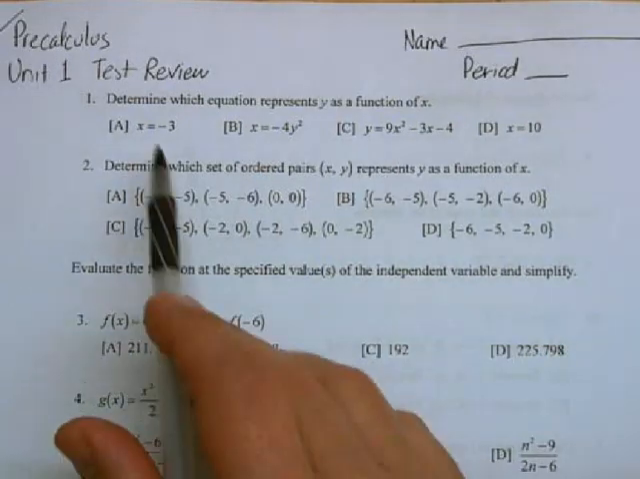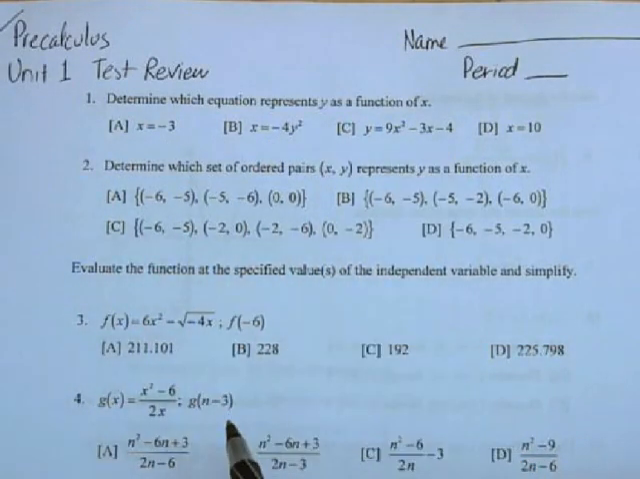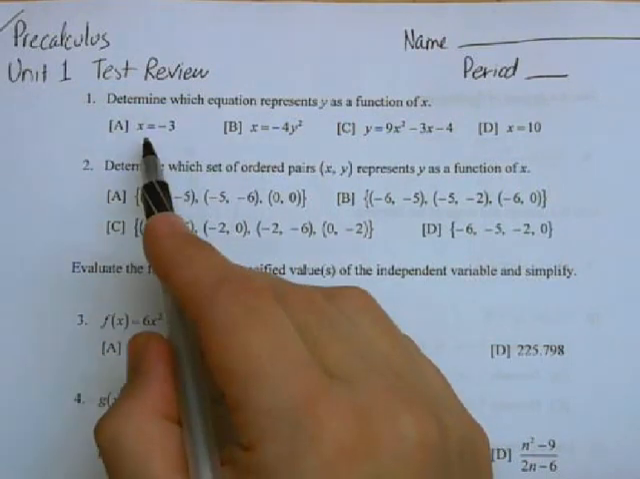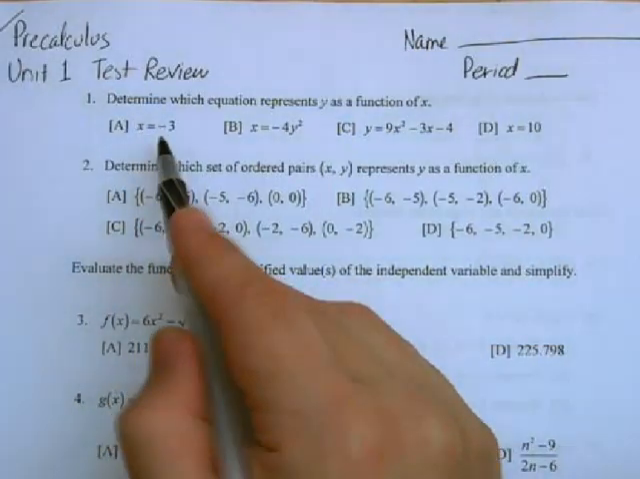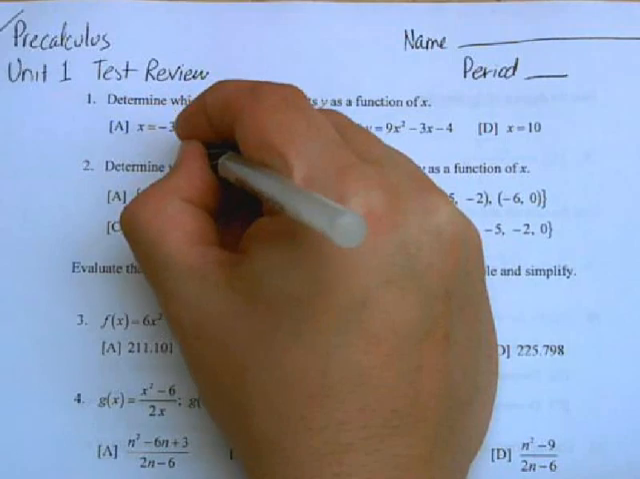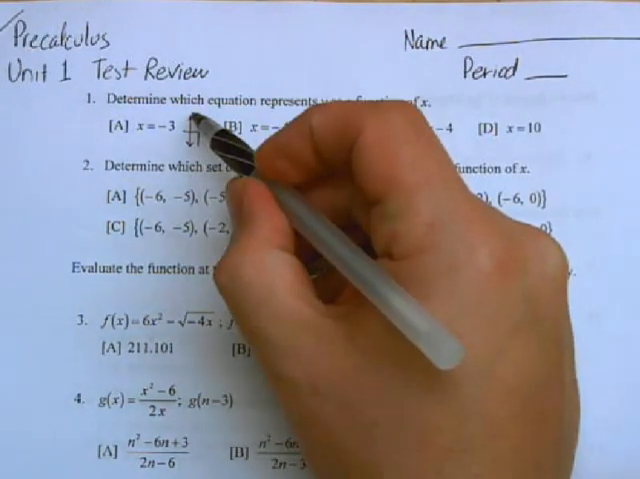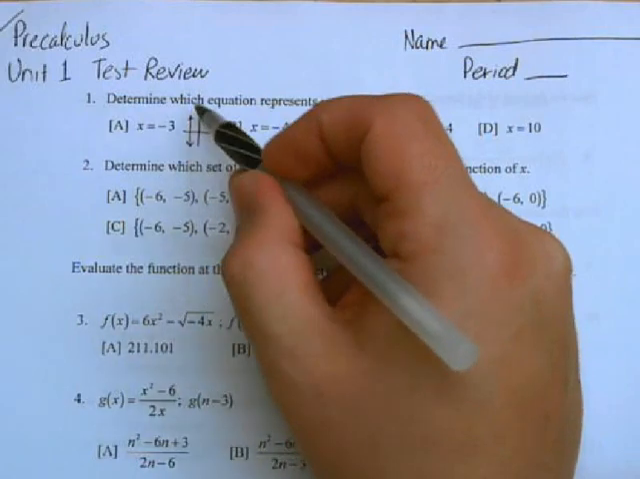So here we're to determine which of these represents y as a function of x. So recall that a function, whenever we put in one input value, we get at most one output value. X equals negative 3 is simply a line that is vertical at x equals negative 3. And we can see that this definitely fails the vertical line test.